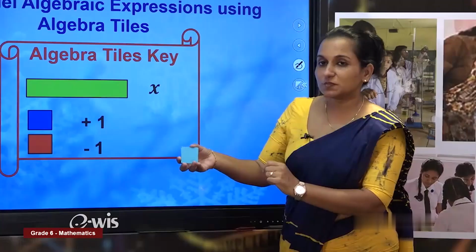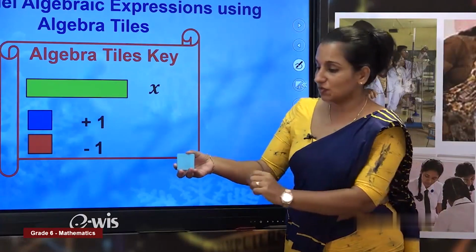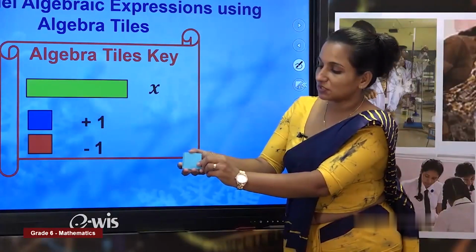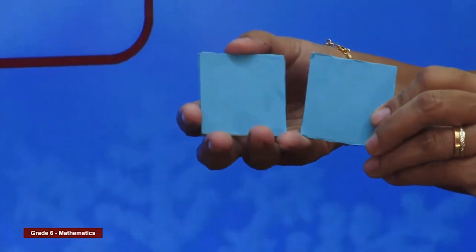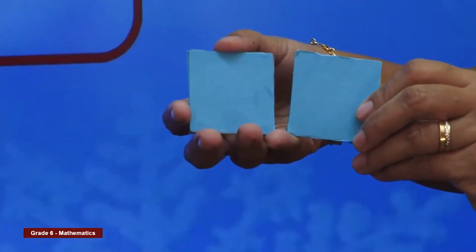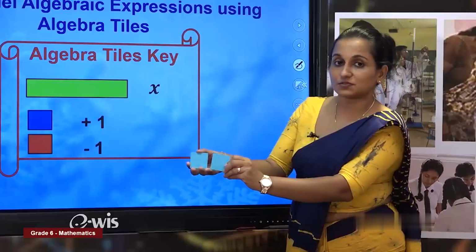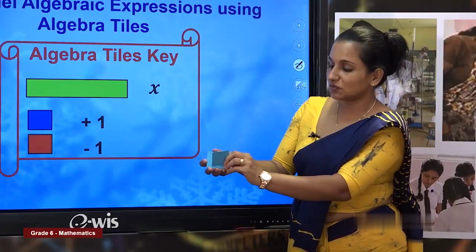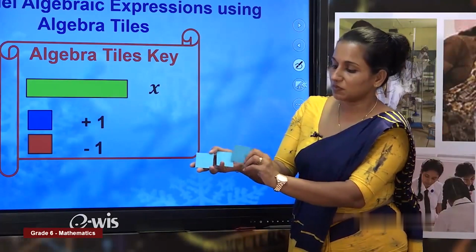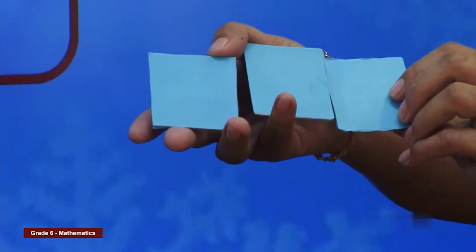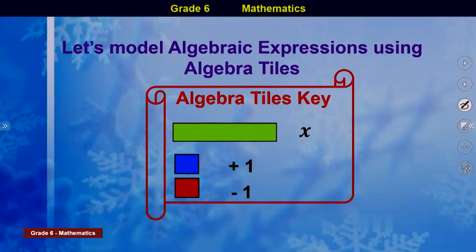This blue color square represents +1 or add 1. If you want to represent +2, you have to use 2 blue squares. If you want to represent +3, you have to use 3 blue squares. Did you get it? Okay.